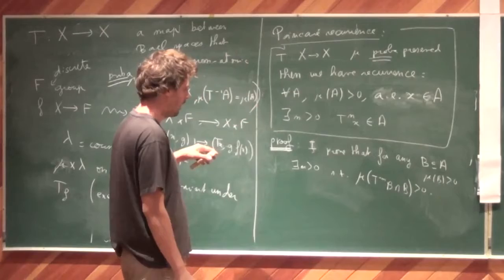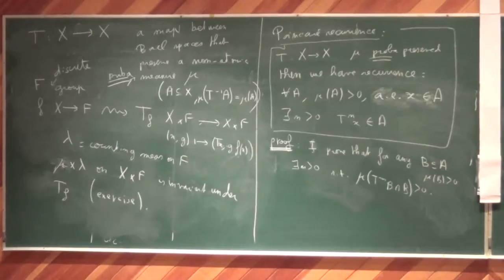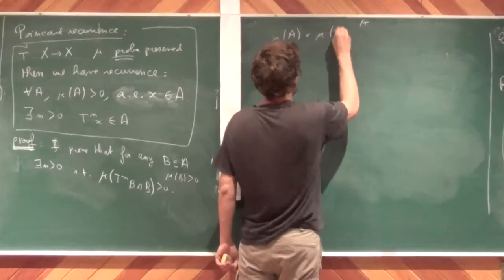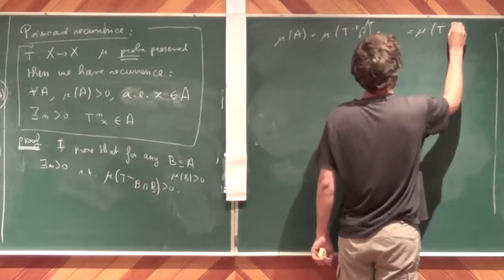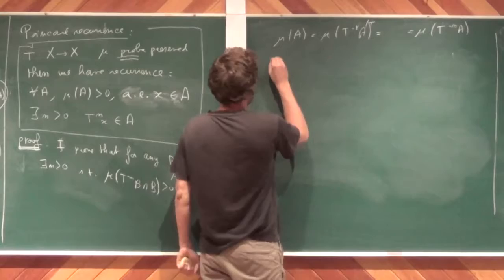And how do you do that? You have something of positive measure, which is B, or A, as you wish. And when you iterate it backward, mu of A is the same as mu of T minus 1 of A, is the same as mu of T minus n of A. So all these sets have the same measure. And your total mass is finite, so there needs to be an intersection at some point.